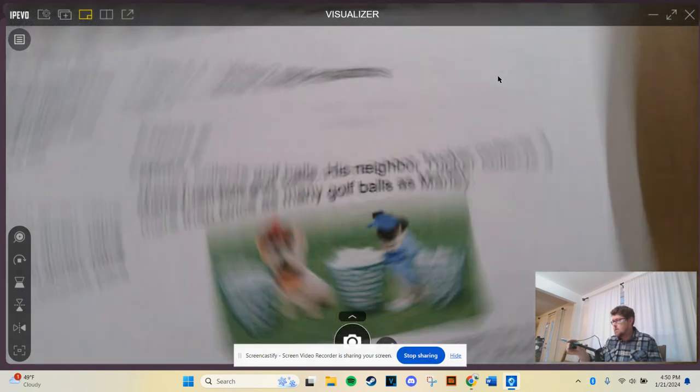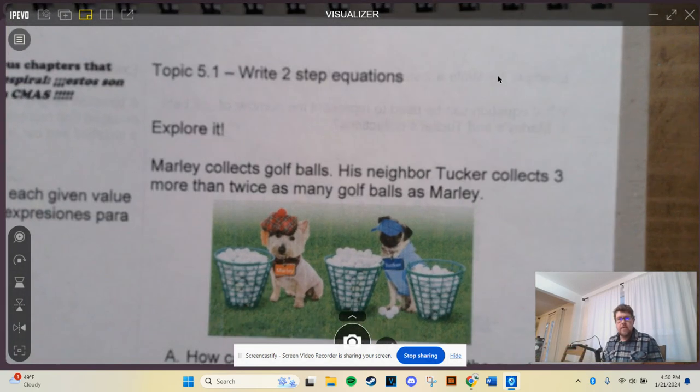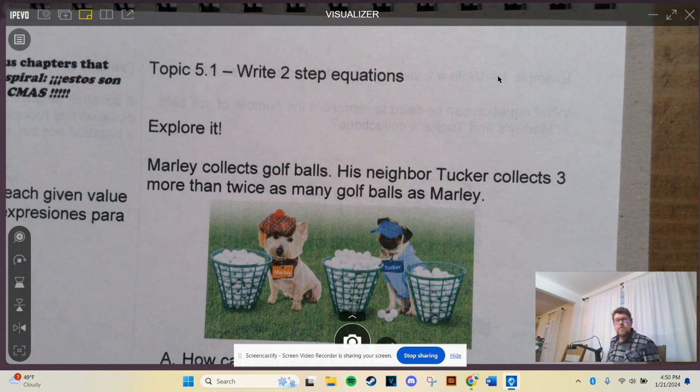All right, guys, this is topic 5.1. It's the first section in chapter 5, topic 5, right? This is about writing two-step equations. So we're just going to start with this one right here.